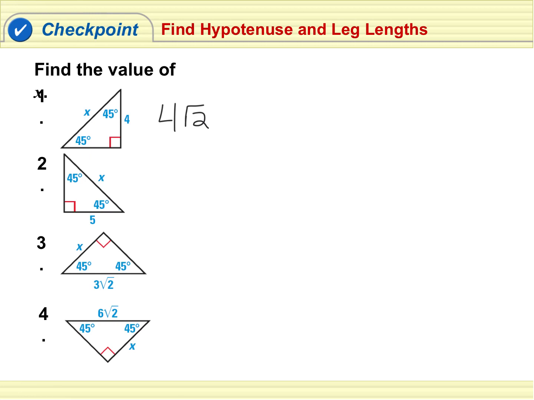Number 2, what does it give me? Gives me the leg. So how do I go from leg to the hypotenuse?